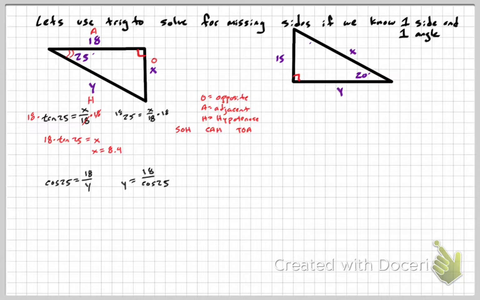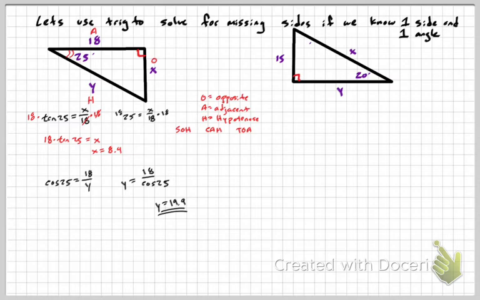And now once our variable is by itself, now we go to our calculator. So I'm going to go 18 divided by, now I press the cos button, cosine of 25. I'm going to hit enter, and I get y equals 19.9. And then you are all done using trig to find the lengths of a right triangle. Okay? Let's move on to our next example.